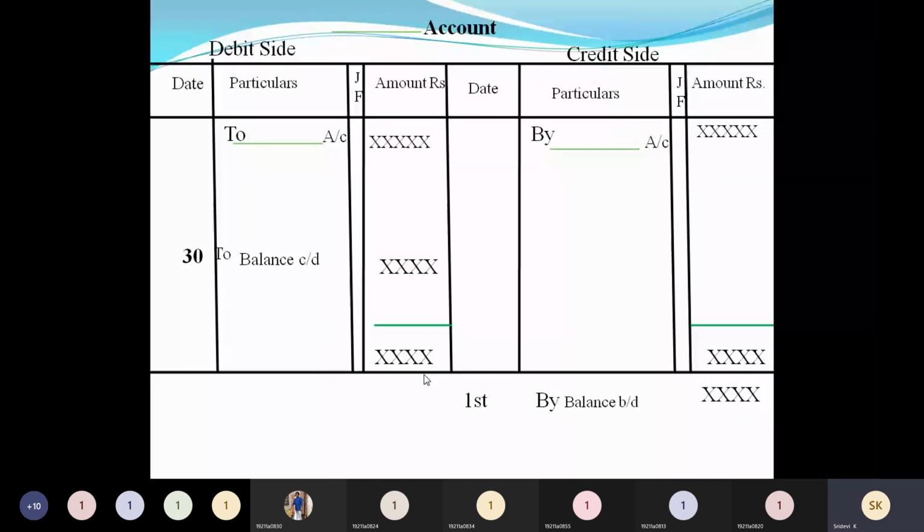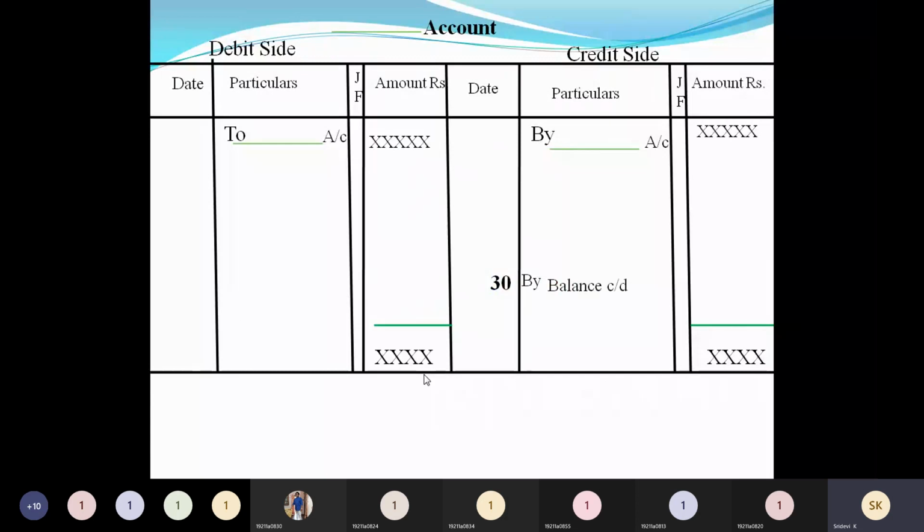So always for all the accounts this won't happen, that credit side will be more and debit side will be less. It won't be a fixed one. Sometimes, for some accounts debit side will be more than the credit side. So in such a case you are going to reverse this: at the end of the month you show by balance carried down, same carried down, but you are showing on the credit side. Amount you are going to show here is whichever is less on the credit side than the debit side.